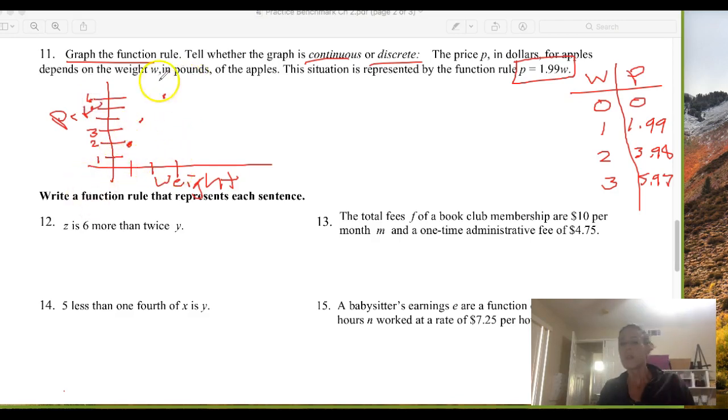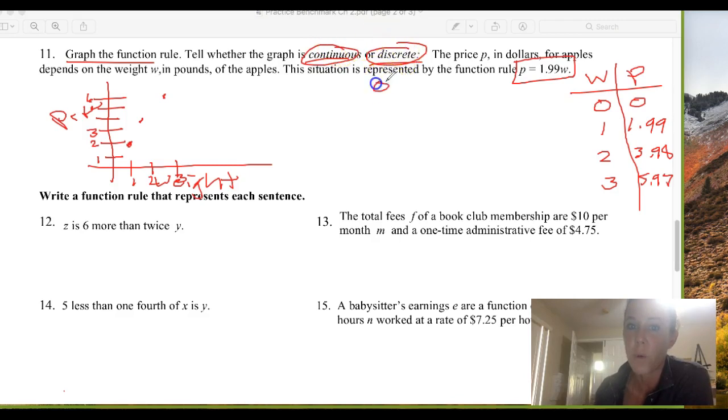So there's a graph, but now I have to stop and decide: continuous or discrete? Continuous means I can draw a line through this, and that's because I can do anything in between 1, 2, and 3 pounds. I can do a half a pound. Oh, half a pound would be over here. Or 1.5 pounds, or 2.5 pounds. Continuous means I can find all the spots in between these whole numbers. Well, let's check and see if that's viable. Can I connect the dots with a continuous line or not?